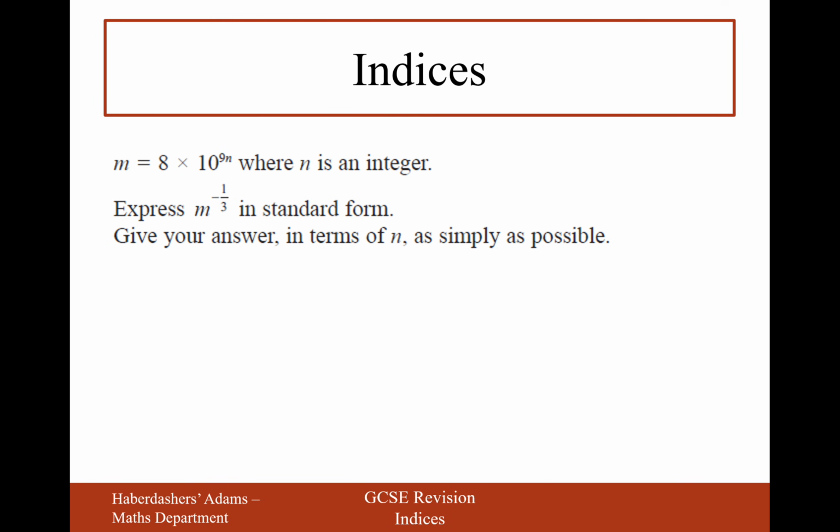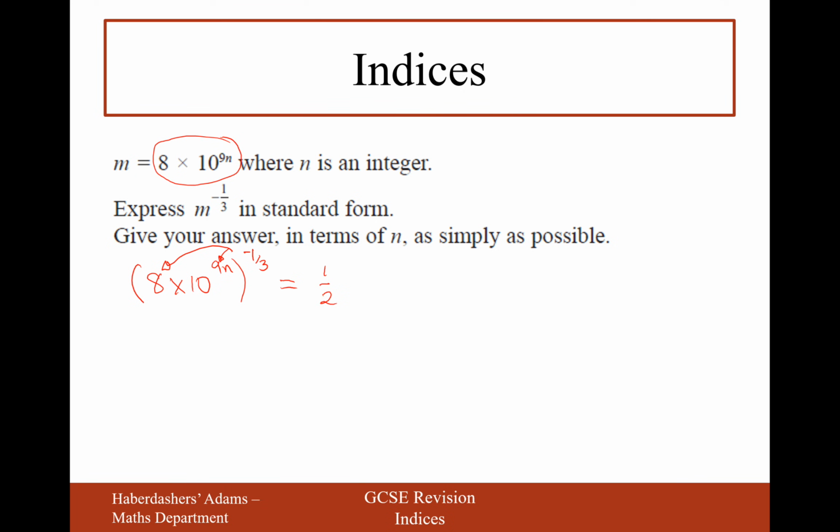Right, so in this question here, I need to make m to the power of -1/3. So I'm going to take this value of m here and multiply it, and do it to the power of -1/3. So I'm going to do the power as normal with the 8 at the front, and then multiply my indices together.